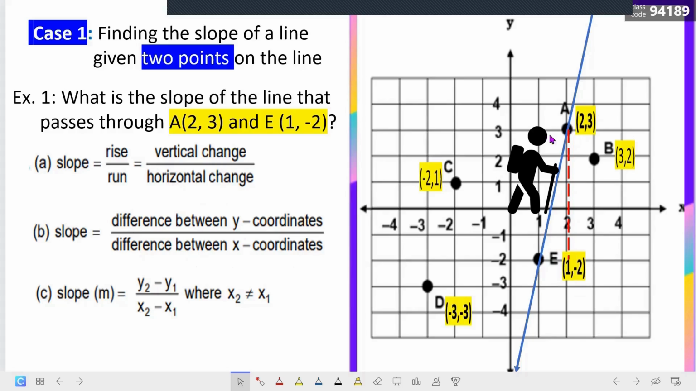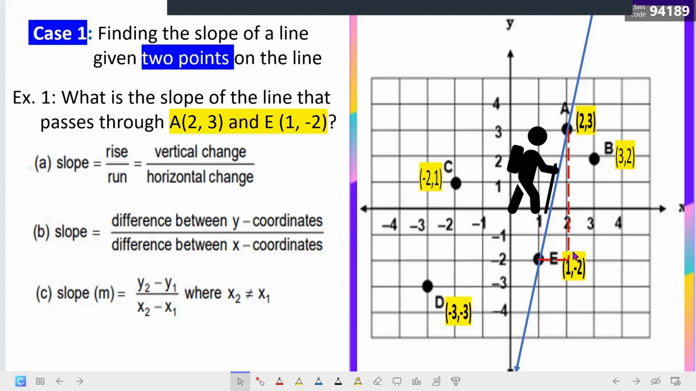And how do we do that? We will use this formula. M, or slope, is equal to y sub 2 minus y sub 1. This refers to the difference between the y coordinates. And we divide that by the difference between the x coordinates. That will be represented by this distance. When we talk about x coordinates, it is measured along the x-axis. So this is the horizontal change, the horizontal distance.